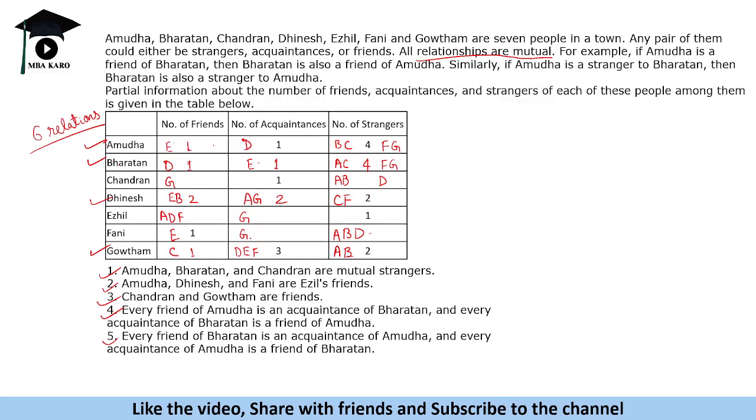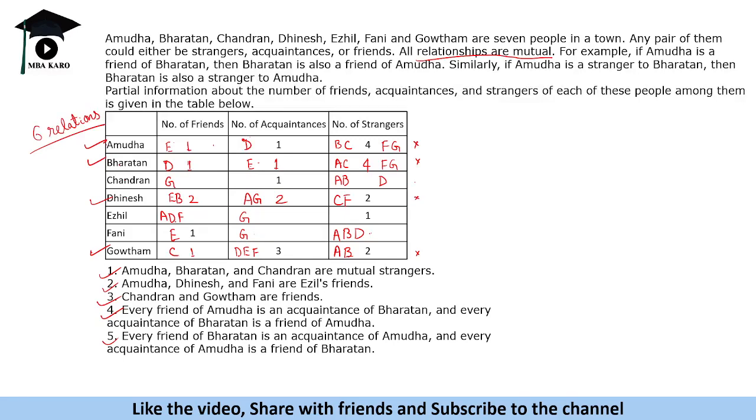So we have to fill Azil. Azil will have one stranger. So who could that be? Let us see who can be Azil's stranger. We have filled these people, right? So Azil cannot be a stranger to these. So Azil has to be a stranger to either Chandran, or Dinesh is also filled in Azil.